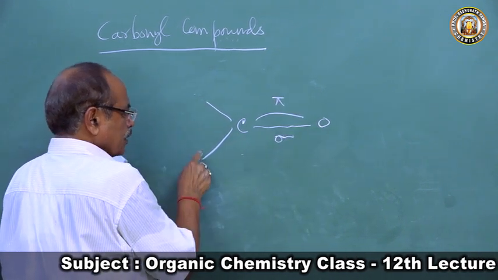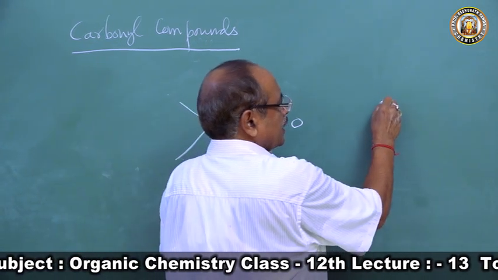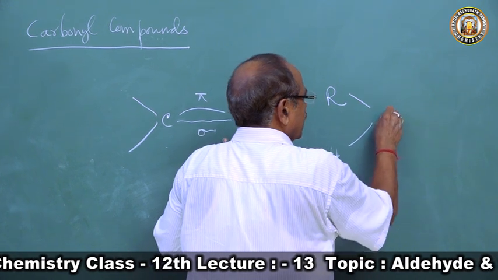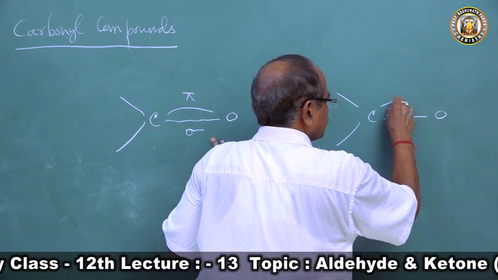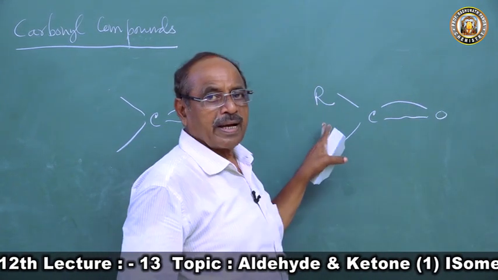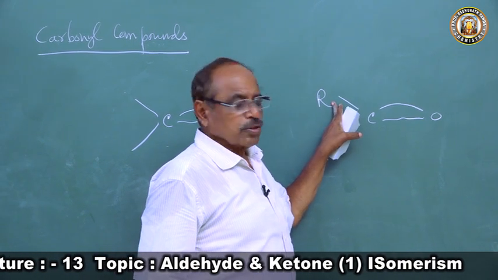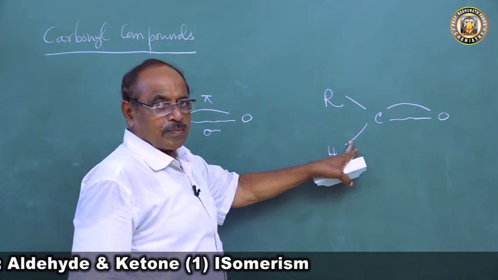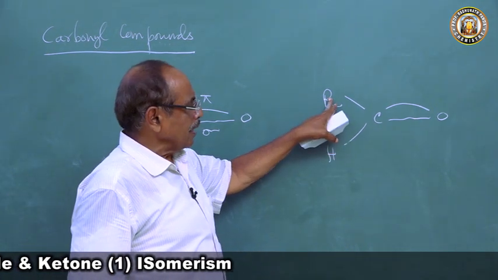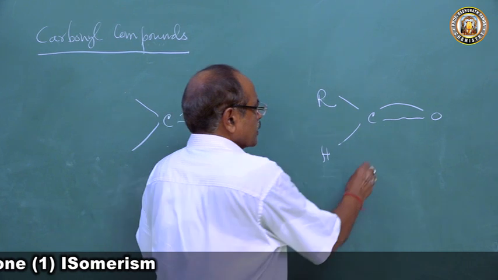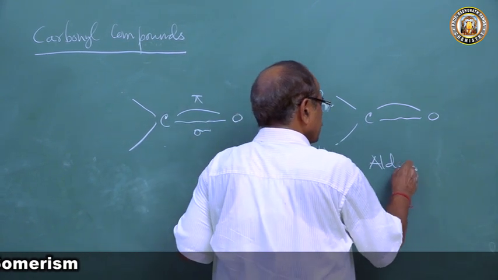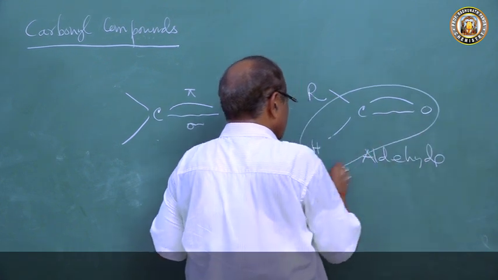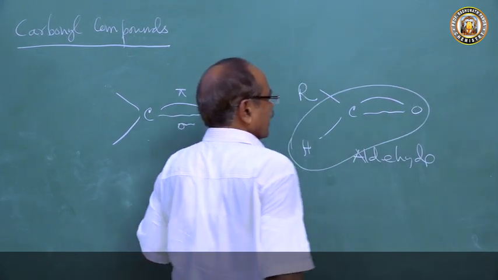Now if we satisfy one valency by a hydrogen atom and one by an alkyl group, so when one bond of the carbonyl carbon is satisfied by an alkyl group and the other by hydrogen, this is called an aldehyde. Now this CHO group is a functional group. This group is called the aldehyde group.